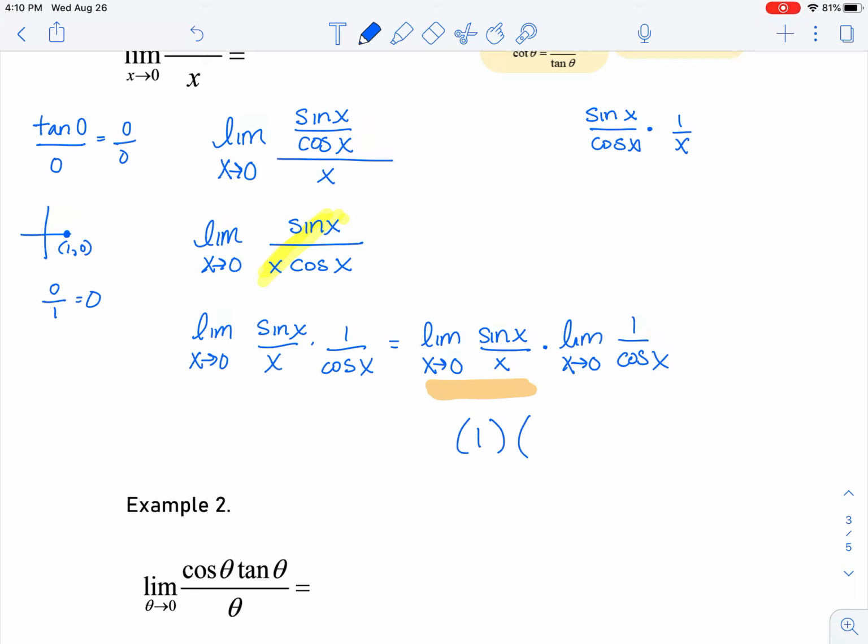And the limit as x approaches 0 of 1 over cosine x, well, let's do direct substitution there. That's 1 over cosine of 0. So that's where 0 is. That is the point 1, 0. So the cosine of 0 is 1. So this is 1 times 1, which is 1.